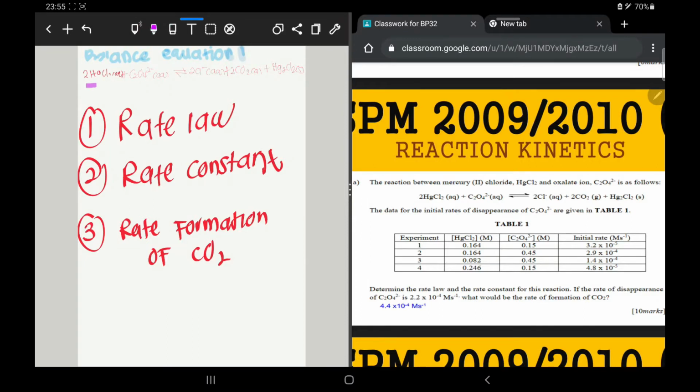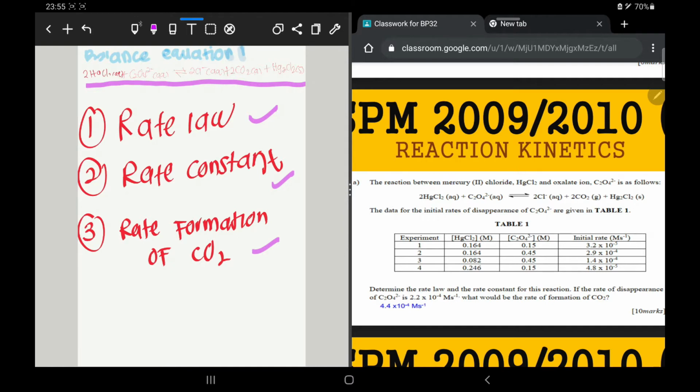We have a balanced equation given to you, and the question wants you to determine the rate law, rate constant, and rate of formation of CO2. Overall, we have three things that we need to do for this question. Typically, the question will give you a set of data, and inside the table over here, we have 4 series of experiments, and each experiment will have the information about the concentration of each reactant involved in the reaction above. Also, they will provide you with the initial rate.